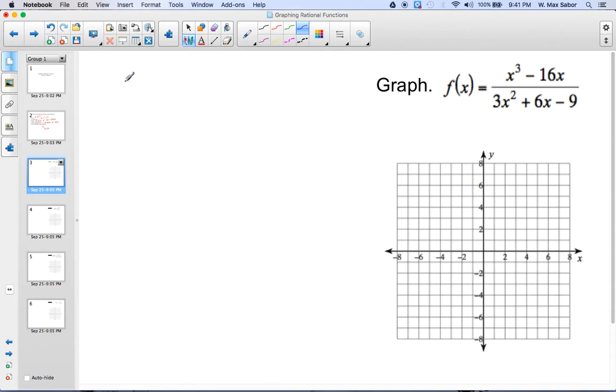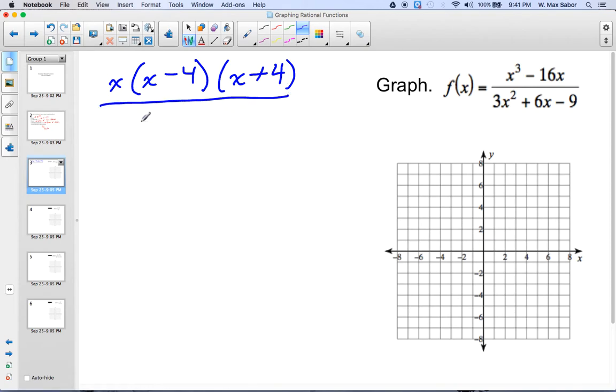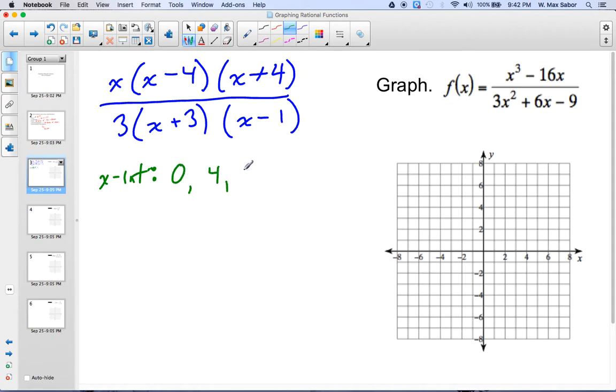So let's factor. We get x times x minus 4 times x plus 4 as the numerator, and the denominator is 3 times x plus 3 times x minus 1. So let's go through things one by one. We have our x-intercepts, or our roots. If you look, nothing cancels between the denominator and numerator, so our roots are 0, 4, and negative 4.